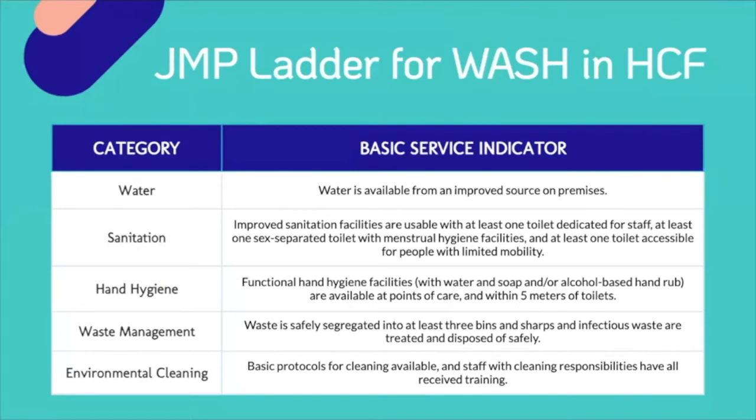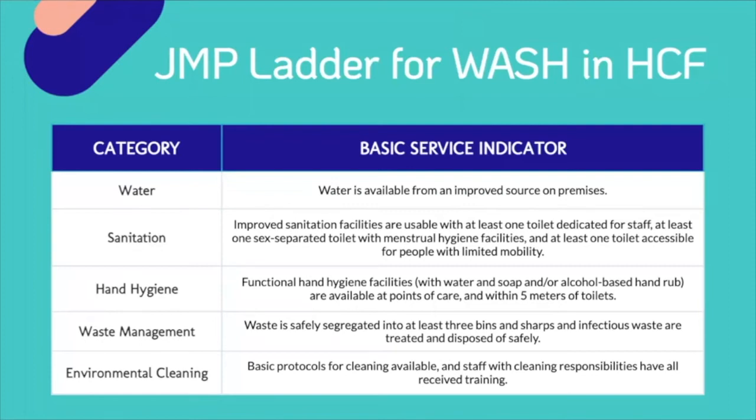Here's the basic service indicator for the JMP ladder, again broken into the 5 categories. So water is available from an improved source on facility premises. For example, the biggest change from the 2015 data was that they had said water is available from an improved source within 500 meters. That indicator had come from household surveys, but upon discussion with health colleagues and others in the WASH sector, it was clear that 500 meters was not really reasonable for a healthcare facility to have to travel to gather water. And thus, this is the updated indicator.